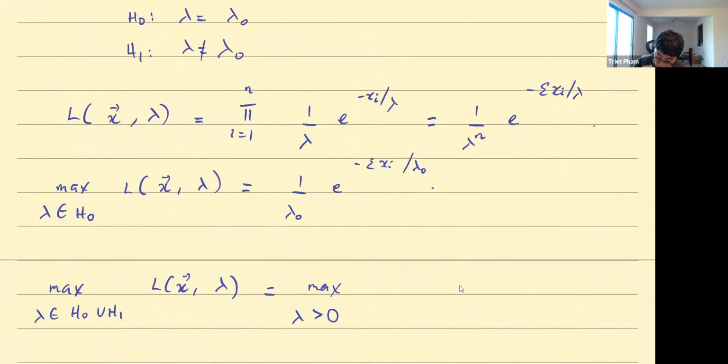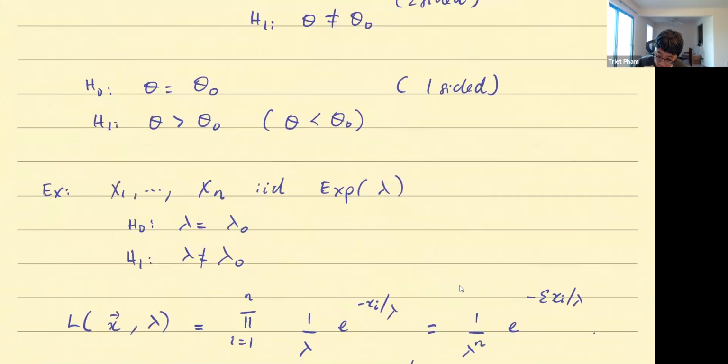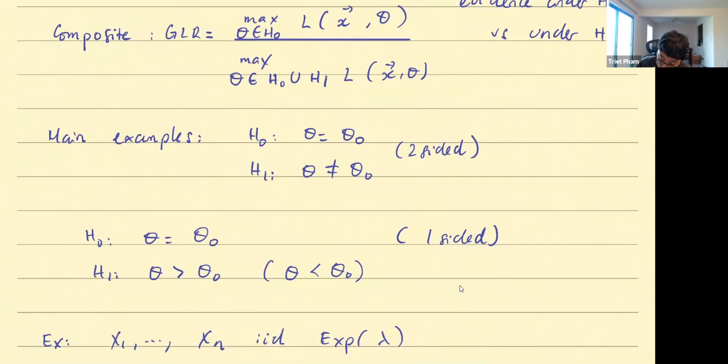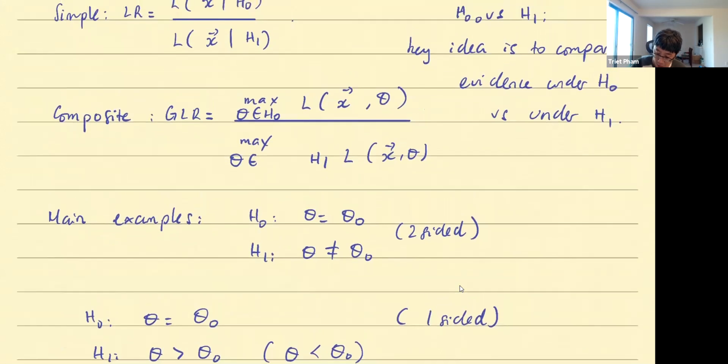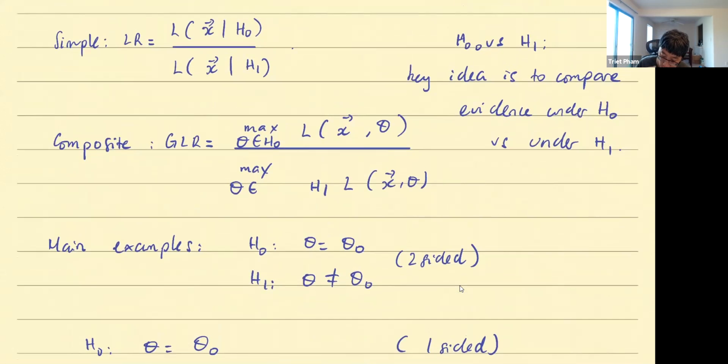So the point is this, right? Naturally, you might feel that you don't need the null here. You want to do something like this, similar to the simple hypothesis case, right? And that actually is fine. In other words, these two are like with or without the null like this.